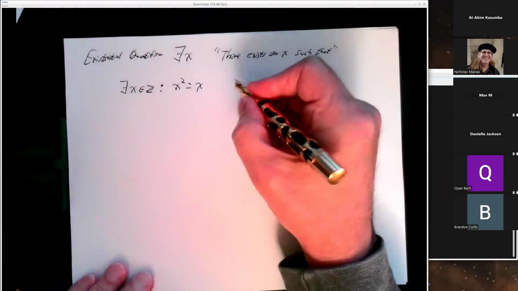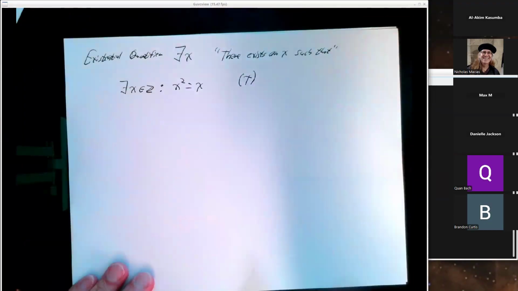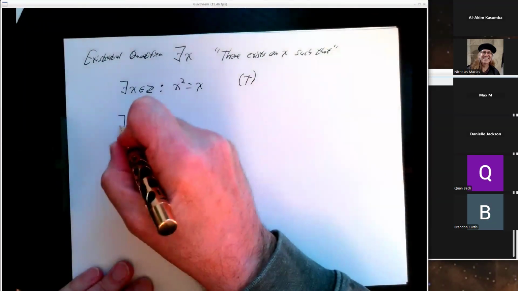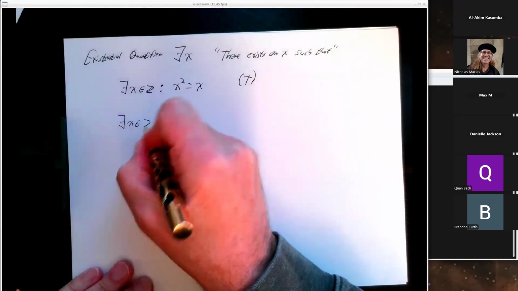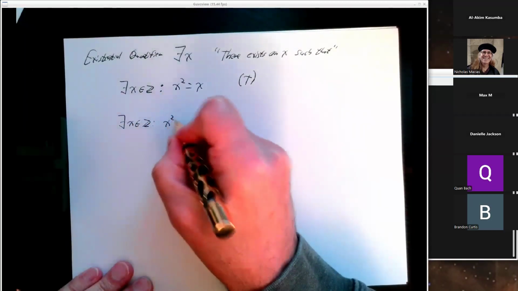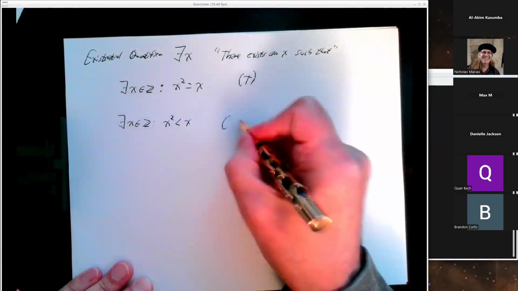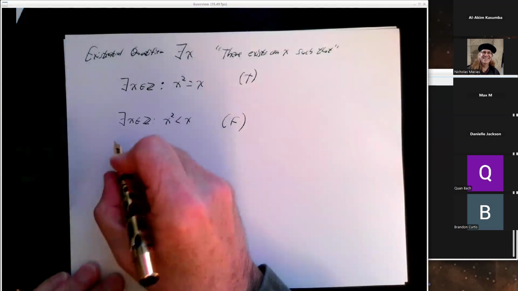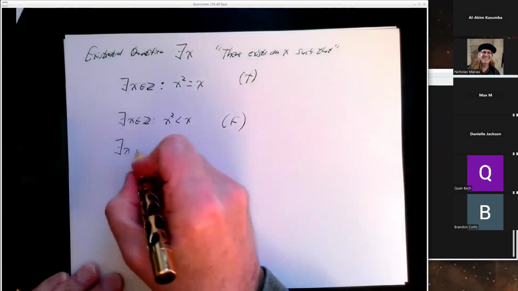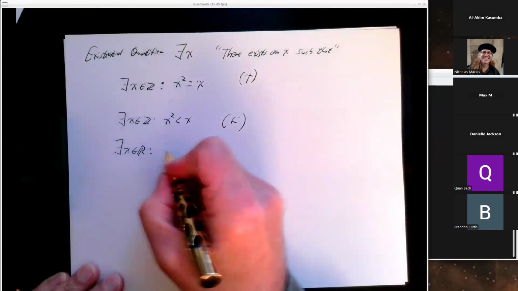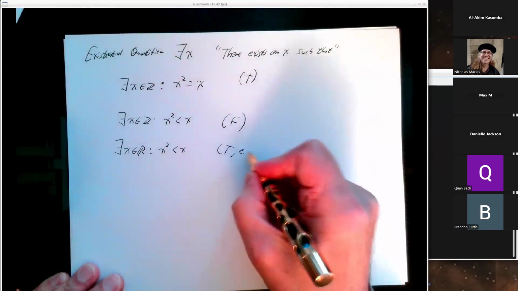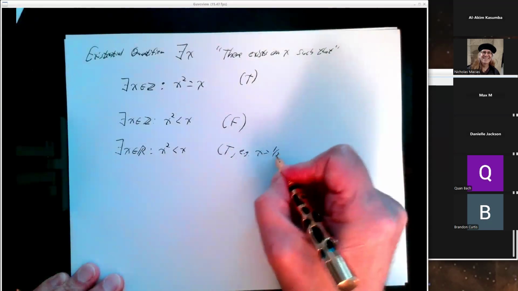And that turns out to be true. It's true for 0 and it's true for 1. There exists an X in the integers such that X squared is less than X. And that's false. But there exists an X in the reals such that X squared is less than X. That turns out to be true. For example, X equals 1/2.